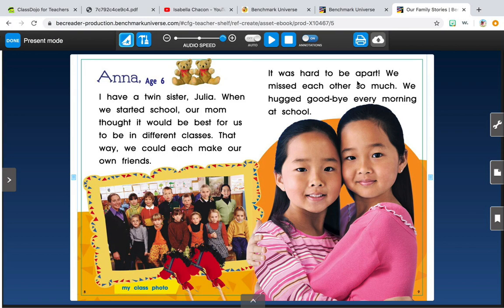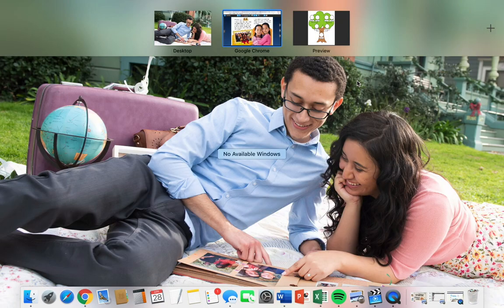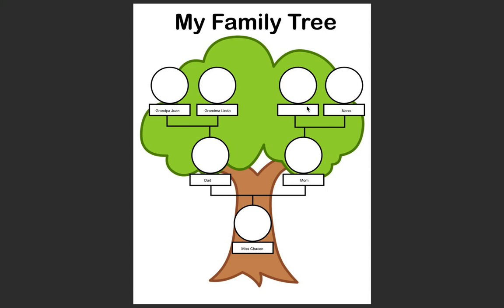All right, so we read a few stories about our family stories, and we know that families are so important. So what I want to do now is show you my family tree. So here's a tree, and it says my family tree. Now you may think, why are you putting your family in a tree? Well, do you see these boxes, these circles, and these little sticks that are drawn right here? So these are all connecting.